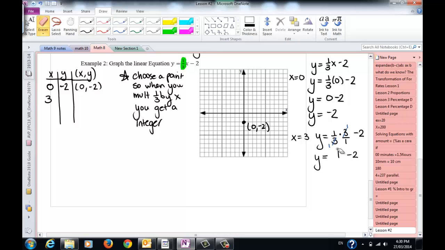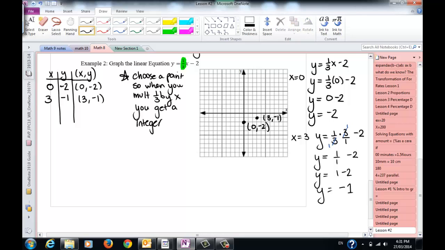And then I get 1 minus 2, which is equal to negative 1. So when x equals 3, y equals negative 1. My point is 3, comma, negative 1. So I go up here and I go 1, 2, 3, and then I'm going down 1. I'm going to put that in there. I'm going to label it, always labeling.